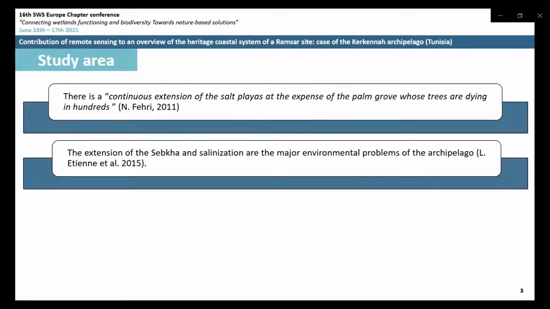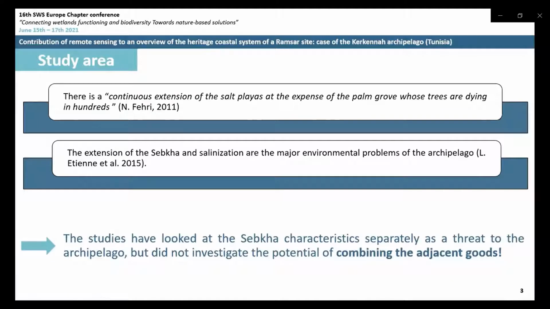However, there is a continuous extension of the salt flats at the expense of the Palm Grove, whose trees are dying in hundreds. The extension of the Sebkha and salinization are the major environmental problems of the archipelago. The studies mentioned have looked at the Sebkha characteristics separately as a threat to the archipelago, but did not investigate the potential of combining the adjacent goods. To prevent further loss and implement policies for preservation, we are presenting a reflection for a large-scale monitoring and integration of adjacent goods.